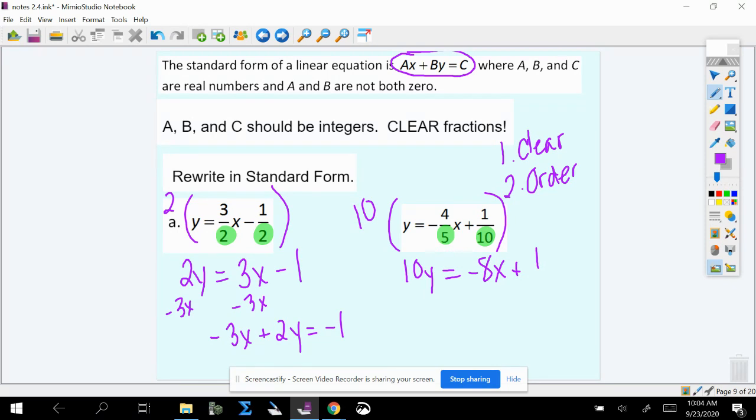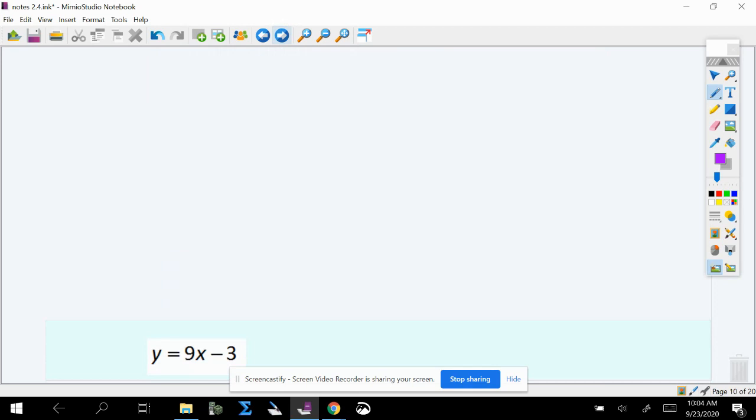Again, if you picked a number that correctly clears fractions, you will have no fractions left when you do that multiplication. And then finally, it's in the wrong order because the x term's in the wrong spot. So I'm going to add the 8x to the other side. So when I do that, I have 8x first, then plus 10y, then the equal sign, then 1. Fractions are gone. It is in the correct order.